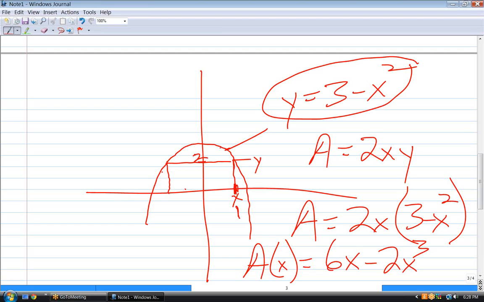The smallest rectangle would be an x of 0. Notice that if x is 0, I don't really have a rectangle. I have a straight line. Even though y is 3, the area of that straight line is 0 because x is 0. Right. All right. That's the essence of optimization problems.